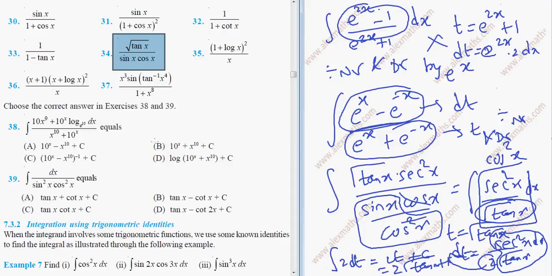Apart from this, all the other problems can be easily done. You take the denominator as t, you will get the numerator. Here, the numerator should be replaced, this is 1 in the numerator. So replace it as sin square x plus cos square x, individually divide. Then you will get the answer. So with this, type 2 is over.